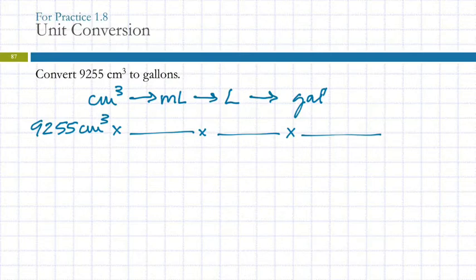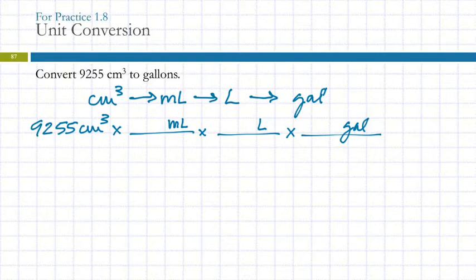So I look at my path. You really, really should write down the path: cubic centimeters to milliliters to liters to gallons. We did the hard part. Now we're just copying stuff down.